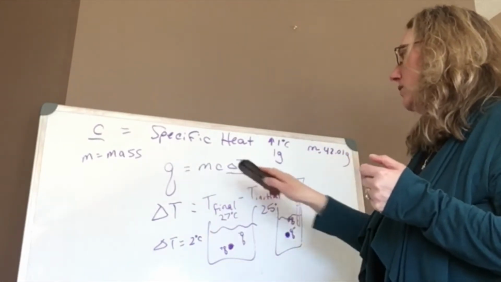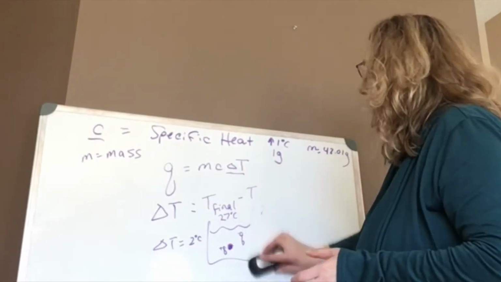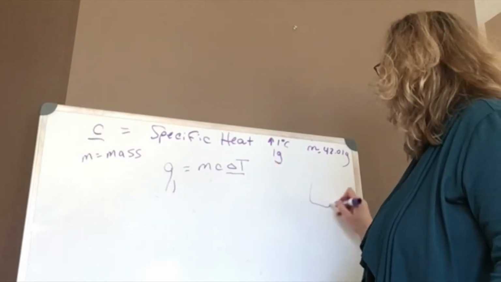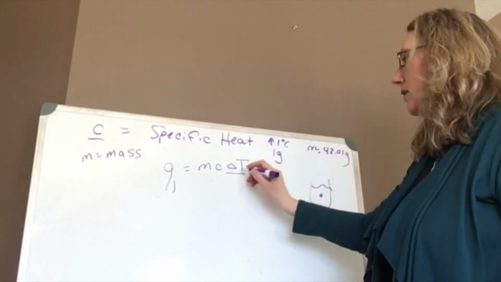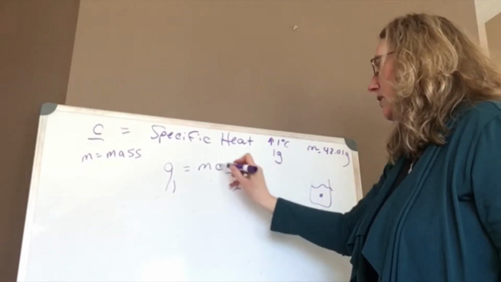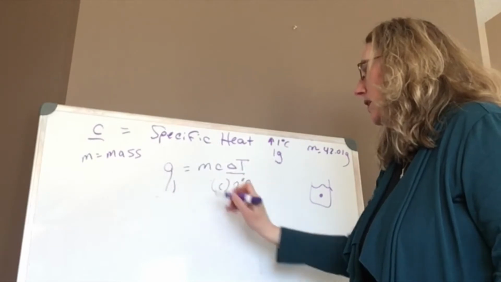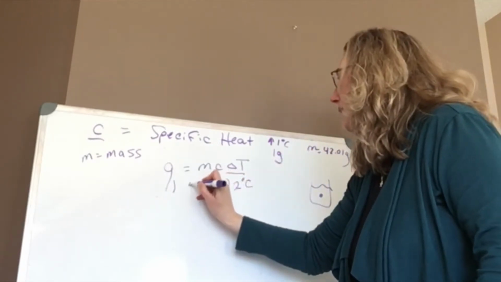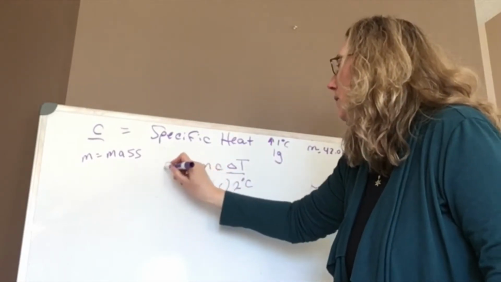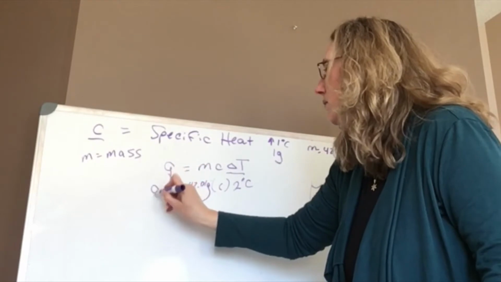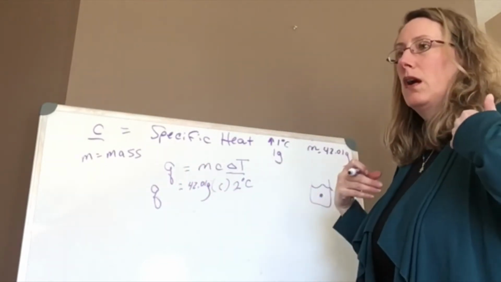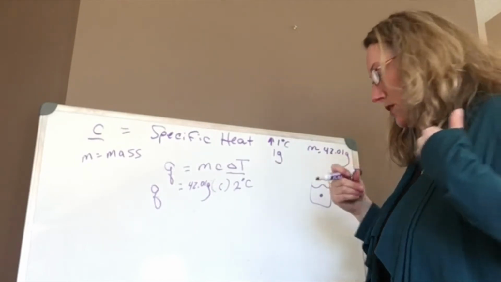So what we're going to do is figure out how much our temperature changes in our cup. And so let's say that'll be about 2 degrees C. Your C is going to be what we're calculating. Your M is going to be in grams, so let's say that's 42.01 grams. Your Q is going to be the heat that comes off of your metal.